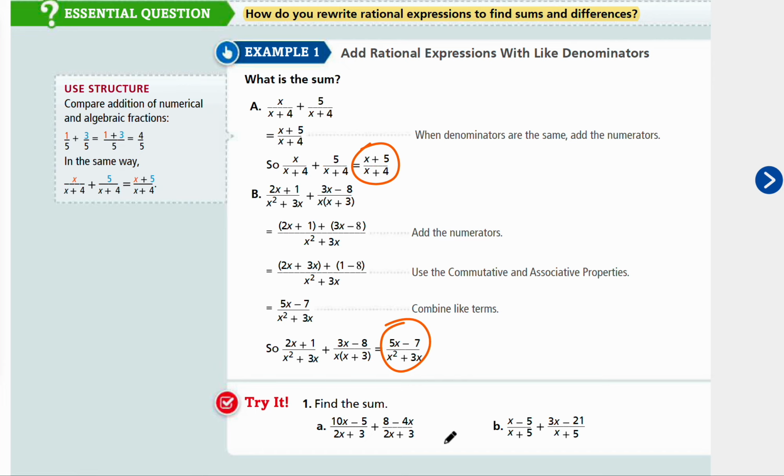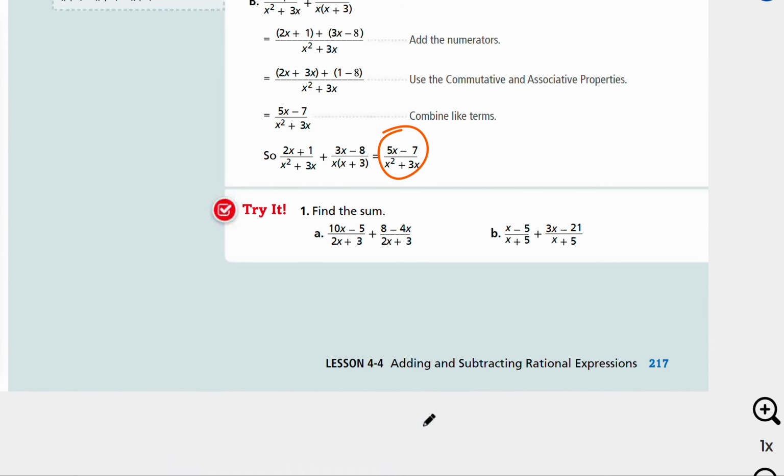You have common denominators, so you would just have to add the numerators, right? So 10x and minus 4x would be like terms. So 10x minus 4x minus 5 plus 8, all over 2x plus 3. Make sure you simplify, and it would be 6x plus 3 over 2x plus 3.